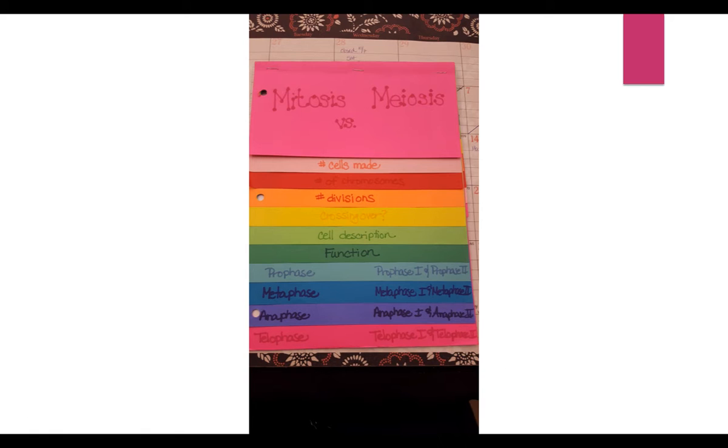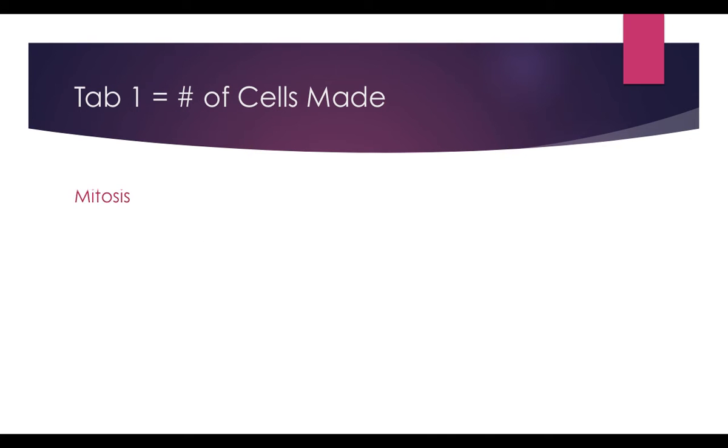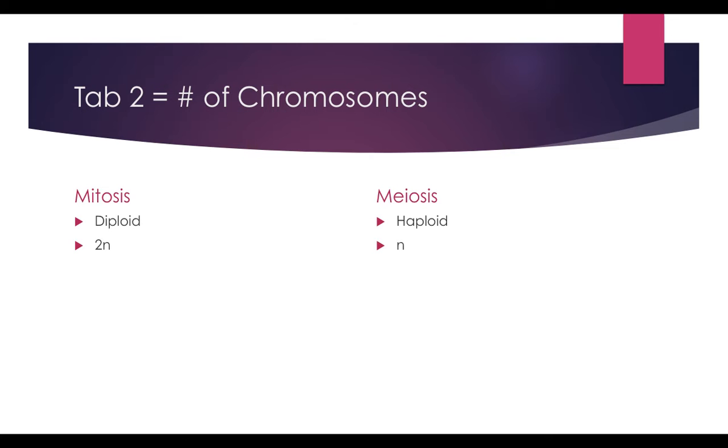Because what we're going to be doing is on these different pages we're going to be comparing the two. So on the first one, which is the number of cells made, on one side you're going to write mitosis, and the other side you're going to write meiosis. Under mitosis we have 2 cells, and under meiosis we have 4 cells. Under tab 2, number of chromosomes, for mitosis we are diploid, so we are 2n. Now that can be any number, depends on the type of organism you're talking about. Whereas in meiosis the cells end up haploid, or n.